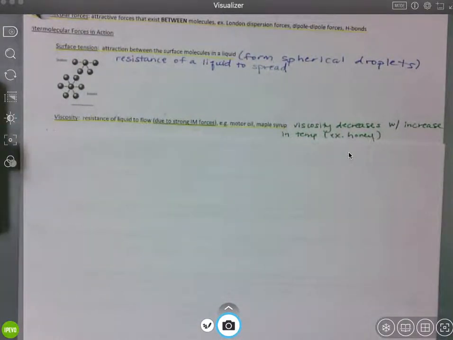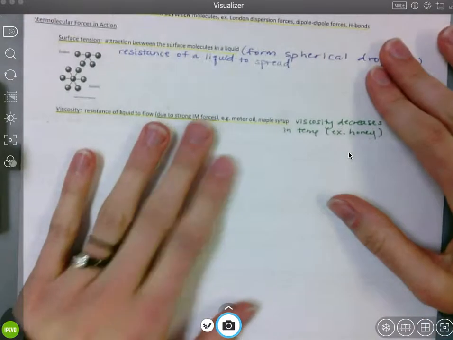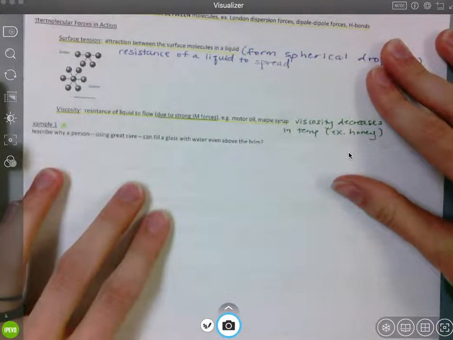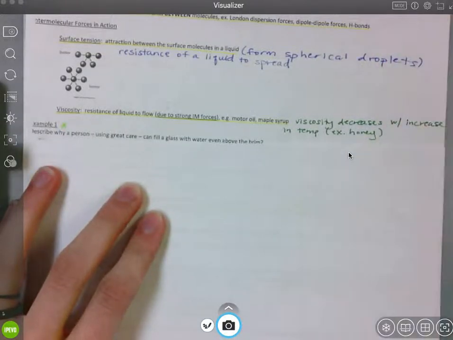So things like honey, maple syrup, motor oil, they have high viscosity. Things like water, rubbing alcohol have really low viscosity. So viscosity, resistance of a liquid to flow. Let's look at example number 1 in our student handout.